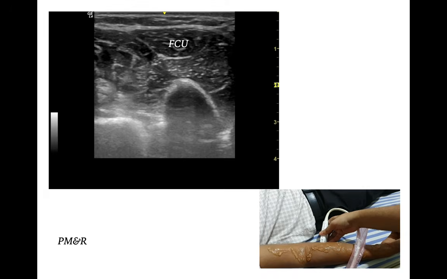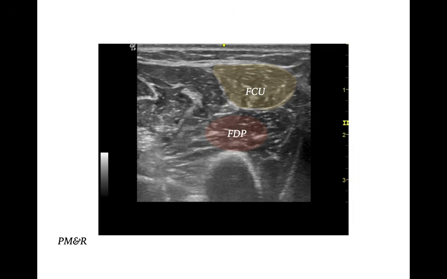And if you want to, you can actually try to move the wrist and see if the muscle belly actually moves. So this is FCU, and then deep to that is FDP.